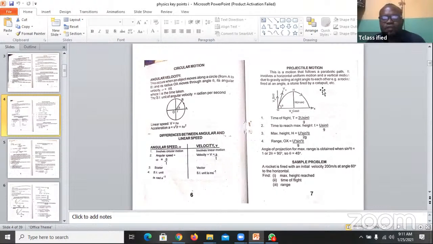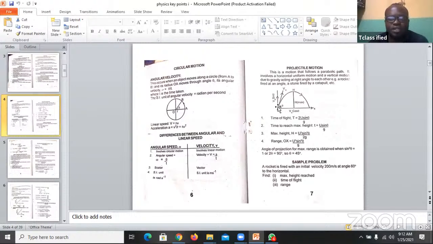Okay. So a very good example is when you fire a catapult. When you fire a stone, it's a catapult. That's a projectile motion. Motion of rockets, those are all examples of projectile motions. In every projectile motion, you're likely going to see calculations that involve time of flight. Time of flight simply means the time it took.